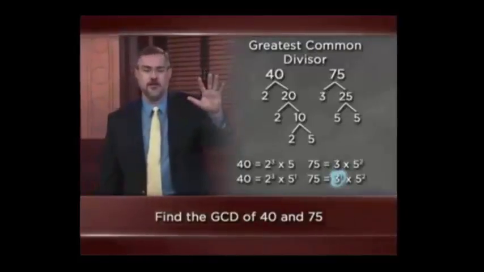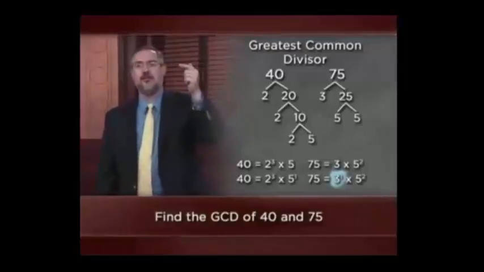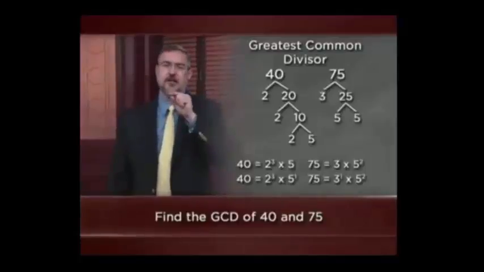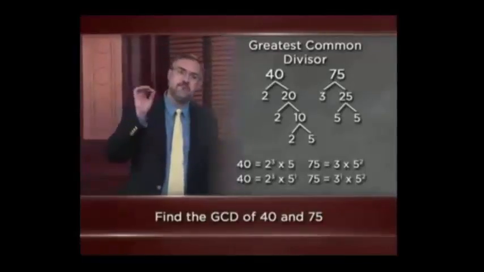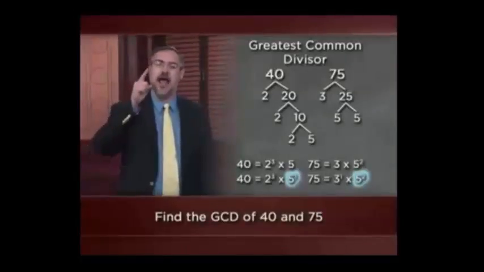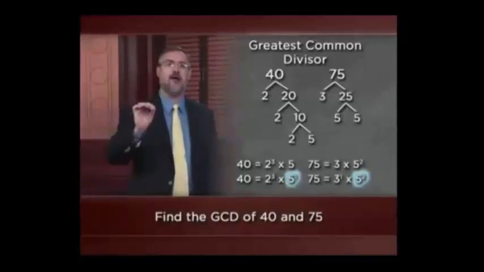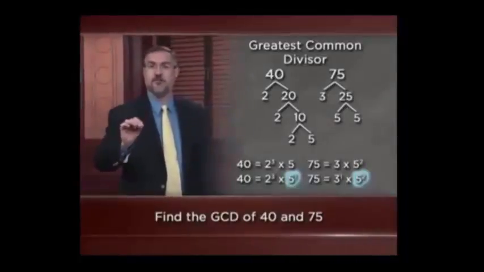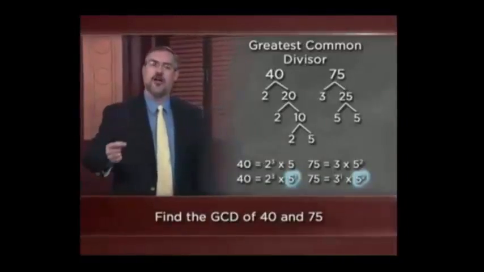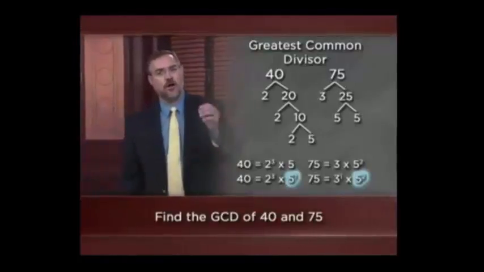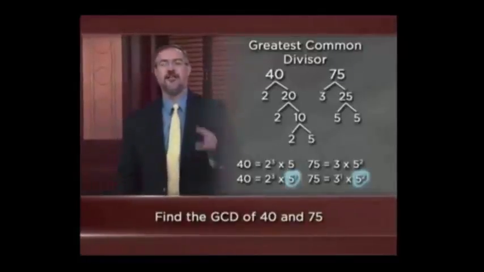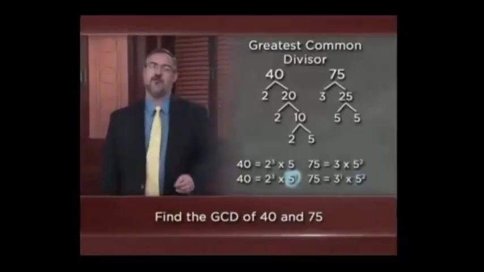It has no power of 3 in the prime factorization of 40, and so I can also ignore that power of 3 that's inside the 75. Next, I see that there is a power of 5 in both the prime factorization for 40 and the prime factorization for 75. And that means that we definitely need to keep some power of 5 for my greatest common divisor. But which power is the one that I keep? Well, the answer is I keep the one which has the smaller exponent. Now, one of them has a 5 to the 1, and the other prime factorization has a 5 to the 2. So I need to keep the one with the smaller exponent, which is the 5 to the 1.